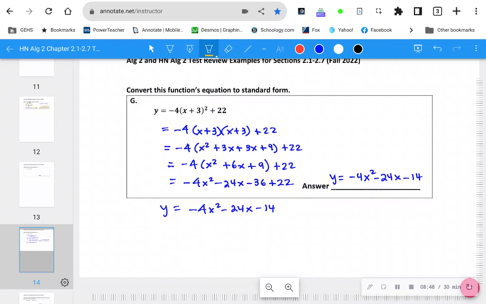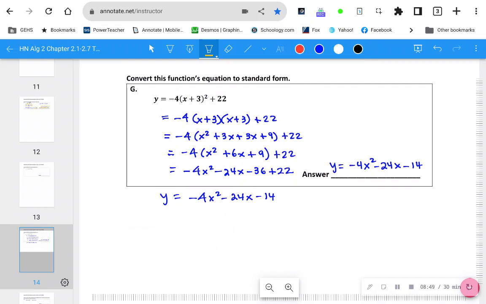Okay, and you can see all I've done here is multiply everything out. I start with the exponent, which means you multiply by itself. When you multiply two binomials, you use first, outer, inner, and last, often called FOIL. I combine my like terms. I distribute the -4. And once again, I combine my like terms.